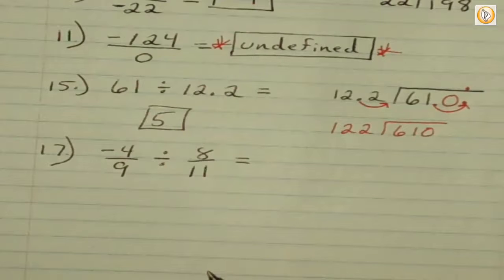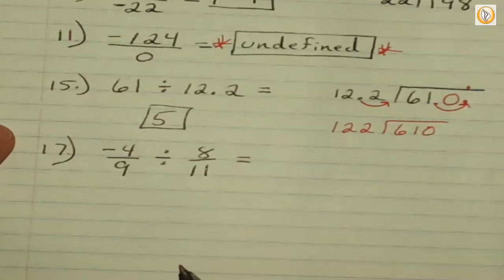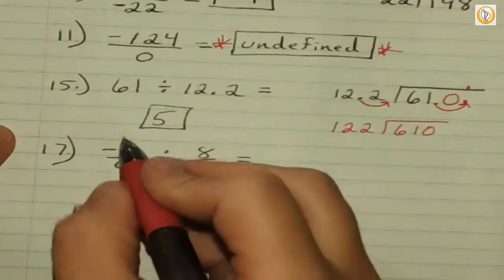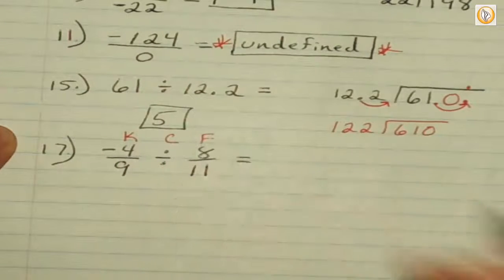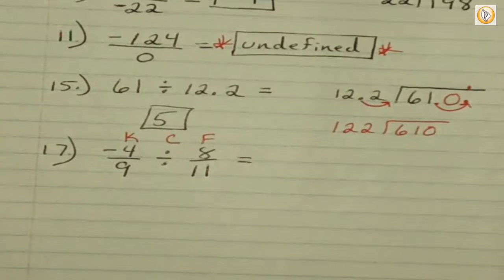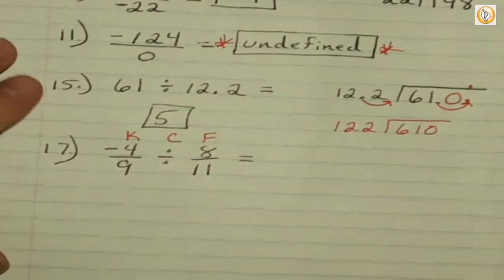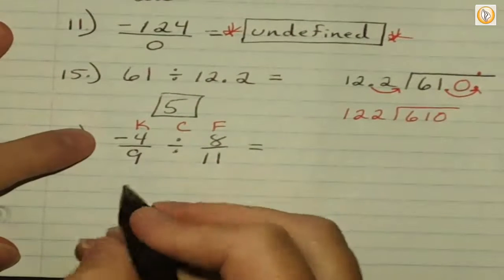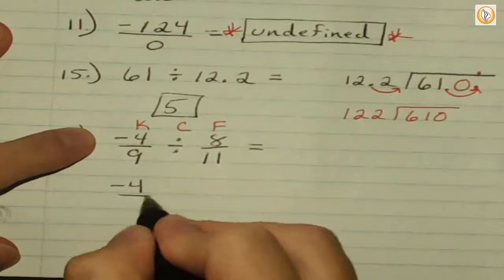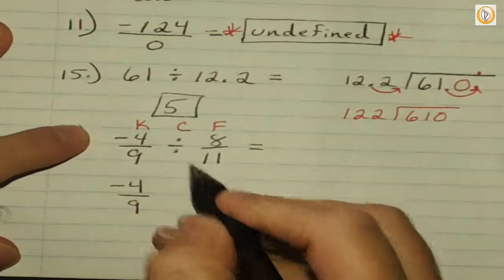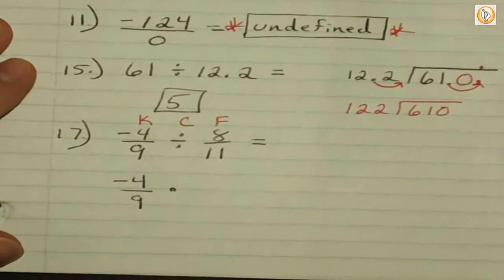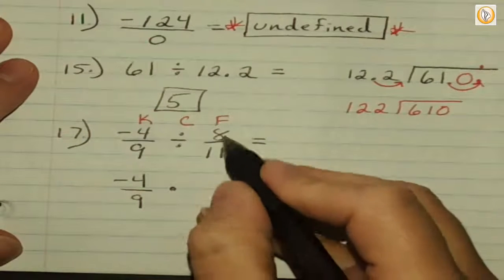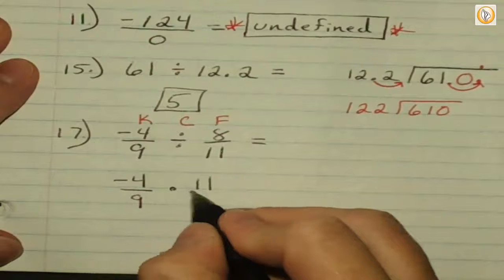You forget? I have no idea. Aiden, well, on the right, you flip the bottom of the top one. So we keep, change, flip. Keep, change, flip. Kentucky fried chicken. Oh yeah. Okay, so that's why I said cobwebs. I get it. So we keep the first one, change this sign to multiplication, and I'm going to put a dot because it's algebra, and we flip the second one.